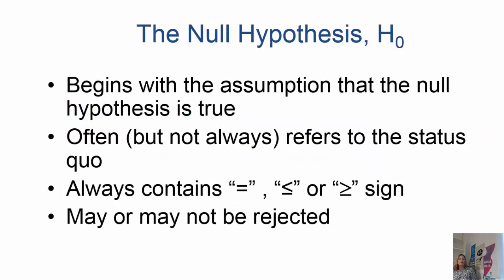Often, but not always, the null hypothesis refers to the status quo. It always contains the equal sign, and this may be less than or equal to, or greater than or equal to. It may or may not be rejected, but it is never, ever accepted. When it's rejected, this is because there is enough evidence to reject the null hypothesis, but without enough evidence to reject it, this does not mean that we have enough evidence to accept it.